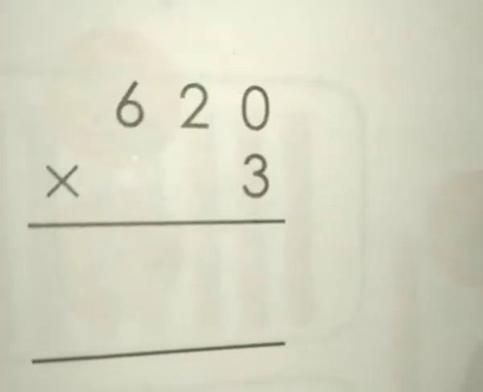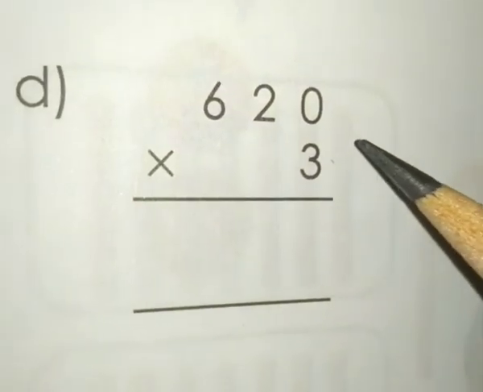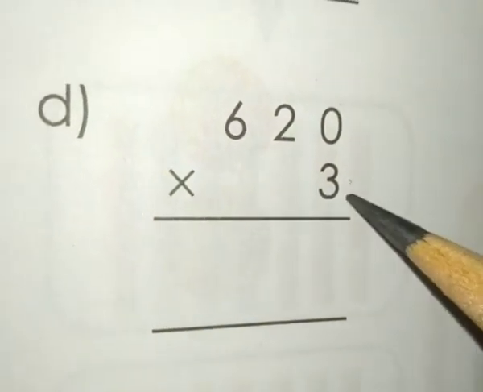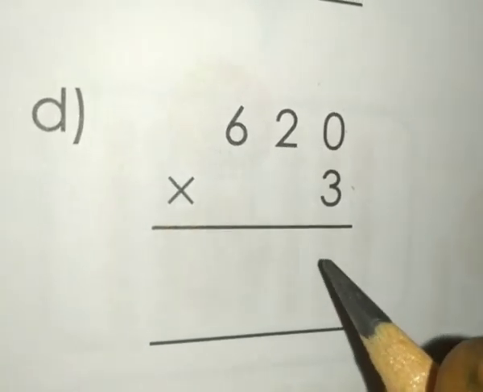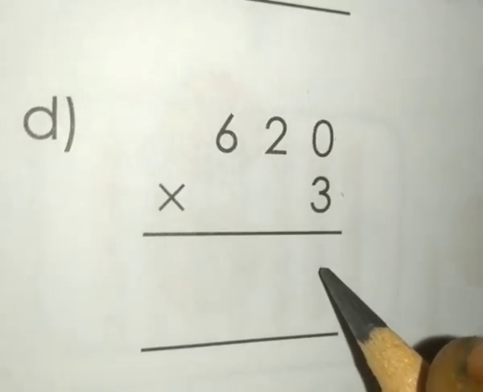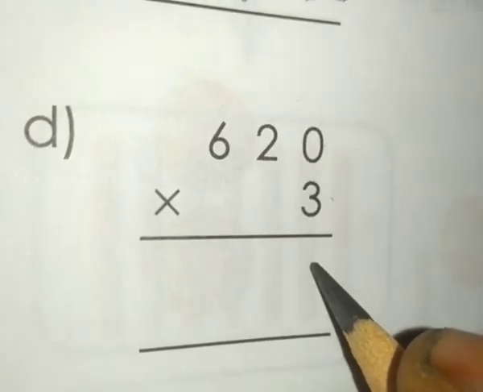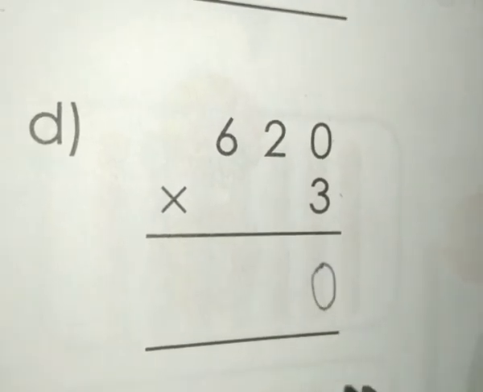Look at this problem. Multiply 0 with the 3. From ones place you have to start. 3 zeros are 0. If you put 3 times as 0, then you will get the answer as 0. 5 times as 0, you will get the answer as 0. So 3 zeros are 0.